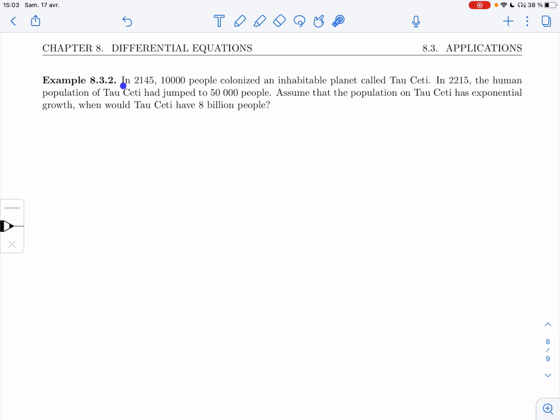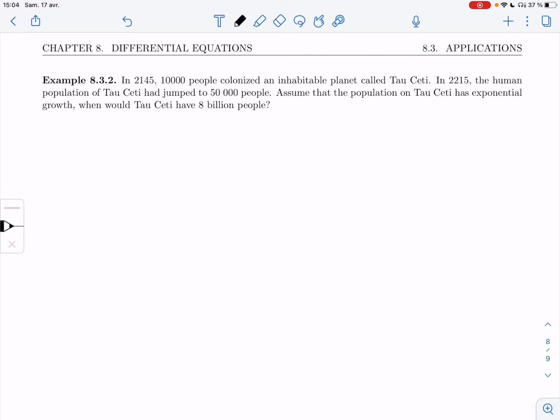This last example of the section, example 8.3.2, was inspired by my daughter who's obsessed with space. In 2145, 10,000 people colonized an inhabitable planet called Tau Ceti. In 2215, the human population of Tau Ceti had jumped to 50,000 people. Assume that the population on Tau Ceti has exponential growth. When would Tau Ceti have 8 billion people? So when would it have the number of people that we have today on Earth?